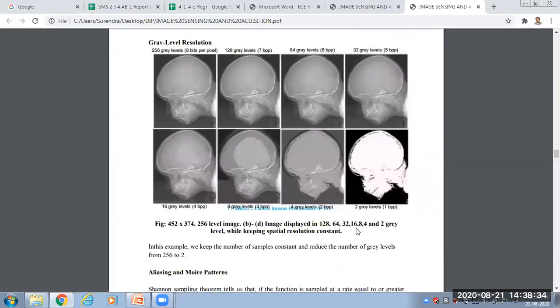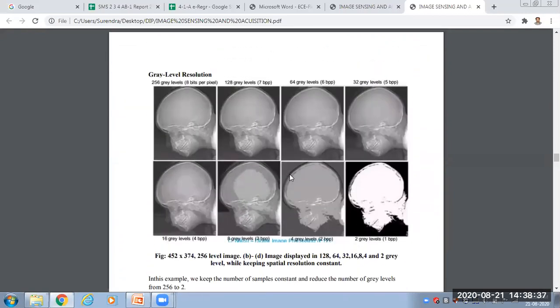Here also, this is an image of our head, a scan of our head. This is 256 grayscale, 8 bits; 128 grayscale, 7 bits; 64 grayscale, 6 bits; 32 grayscale, 5 bits. Next, 16 levels, 4 bits; 8 levels, 3 bits; 4 levels, 2 bits; and this is 2 levels, 1 bit. 1 bit means 0 or 1. If 0, completely black; if 1, full white.